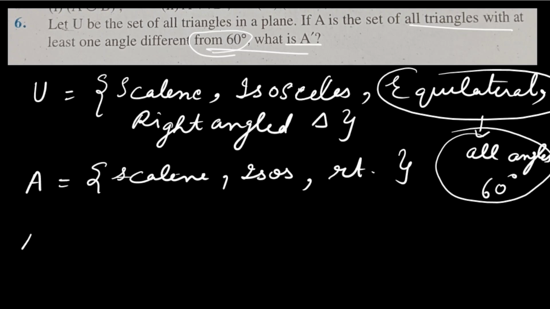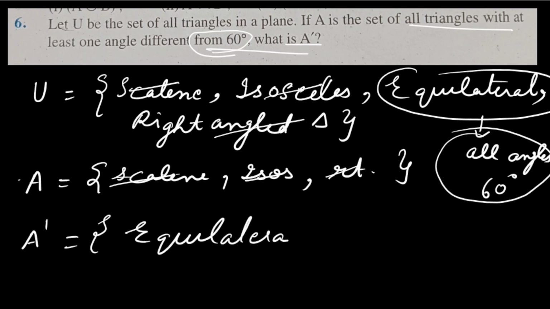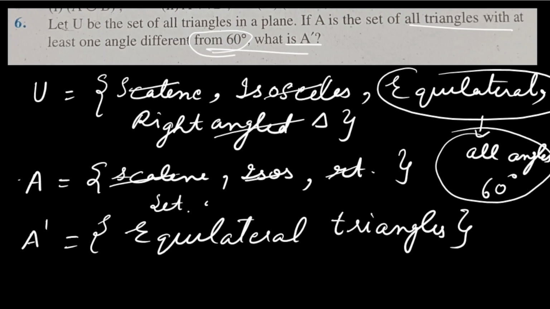Then what is A complement? A complement is simple. If you know the universal set and set A, whatever is remaining, whatever is not coming in set A, that only will come in its complement. So the complement of A will be the set of all equilateral triangles, because equilateral triangles are not included in set A. With this, the sixth question is also completed. It was a very easy question.